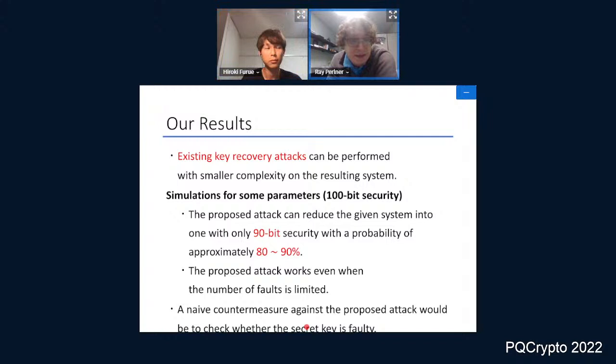And I guess Daniel asks, the probability of reducing the security by 10 bits is 80 or 90%. Is there a significant probability that the security is reduced by significantly more, like say 40 bits of security?